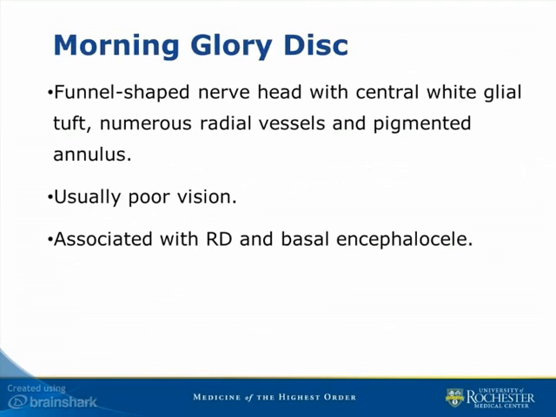The second developmental anomaly of the optic nerve we'll be discussing is morning glory disc. This is a very recognizable process of the optic nerve with a funnel-shaped nerve head. It typically has a central white glial tuft with numerous radially oriented vessels and a pigmented raised annulus outside of the area of the defect. Usually you've got very poor vision, and it's usually unilateral, and it can be associated with retinal detachment as well as basal encephalocele.